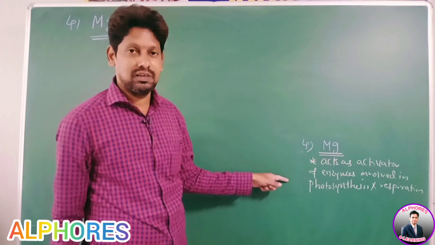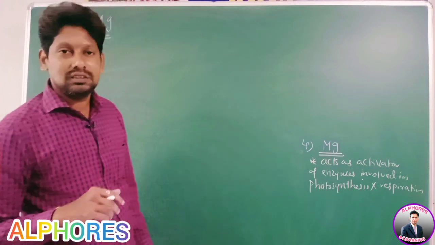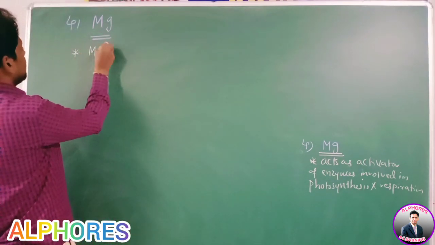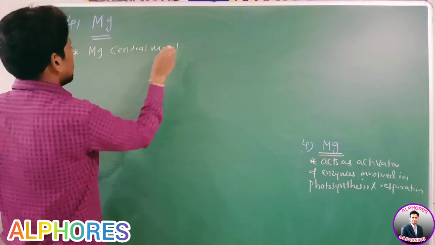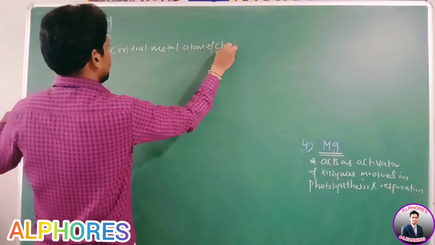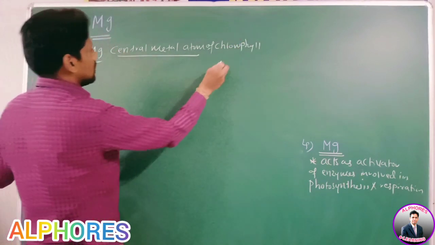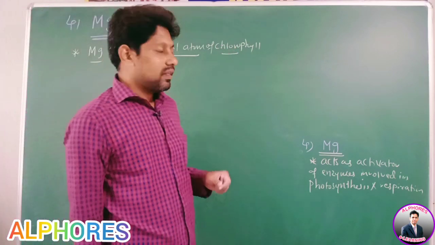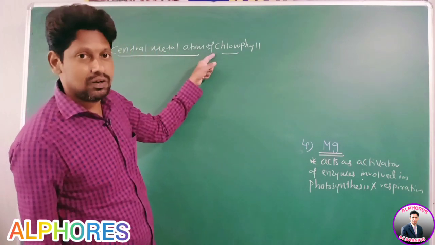Photosynthesis and respiration. Sir, magnesium is a central metal atom of chlorophyll. Central metal atom of chlorophyll, right? Who, sir? Magnesium. Central metal atom of what? Chlorophyll. Who is a central metal atom of chlorophyll, sir? Magnesium. Okay, sir, in first year we read, if you take magnesium, it is a central metal atom of chlorophyll.